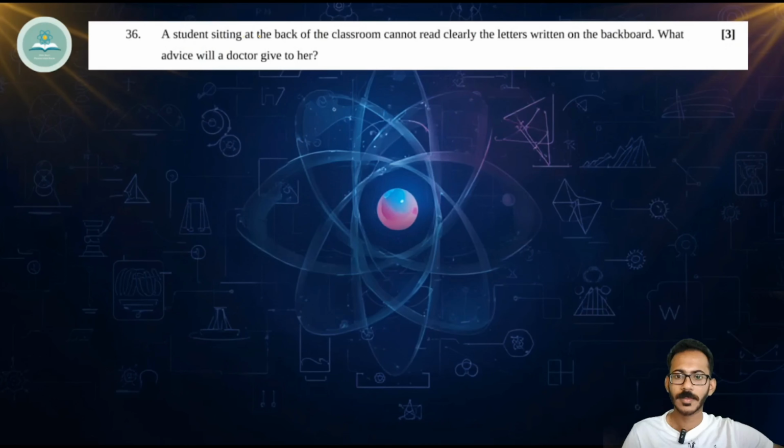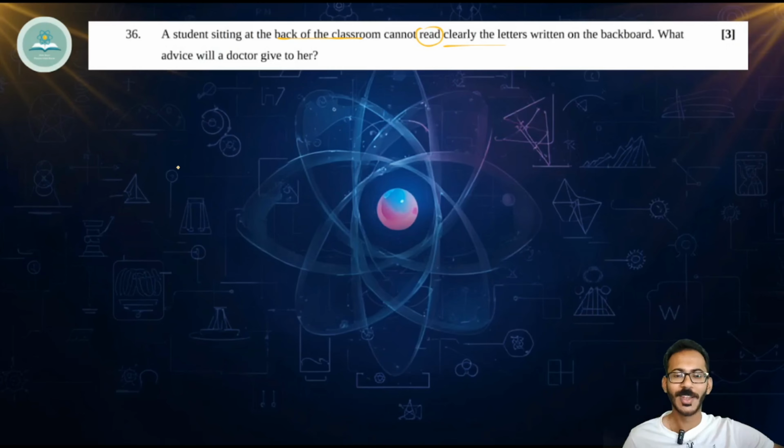A student sitting at the back of the classroom cannot read clearly the letters written on the blackboard. What advice will a doctor give to her? So first of all, the child is not able to read anything clearly. So the doctor will obviously ask the child to use a spectacle of appropriate power.